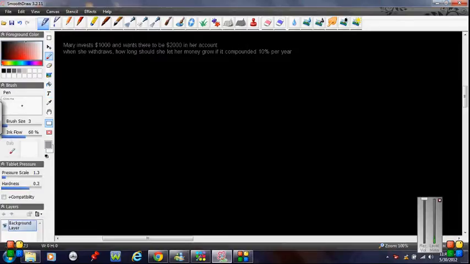So let's read the question first. Mary invests $1,000 and wants there to be $2,000 in her account when she withdraws. How long should she let her money grow if it is compounded 10% per year? Okay, so let's look at our key values. She invests 1,000 and she wants to withdraw 2,000. And how long should she let her money in? So how long pretty much means number of compounding periods.